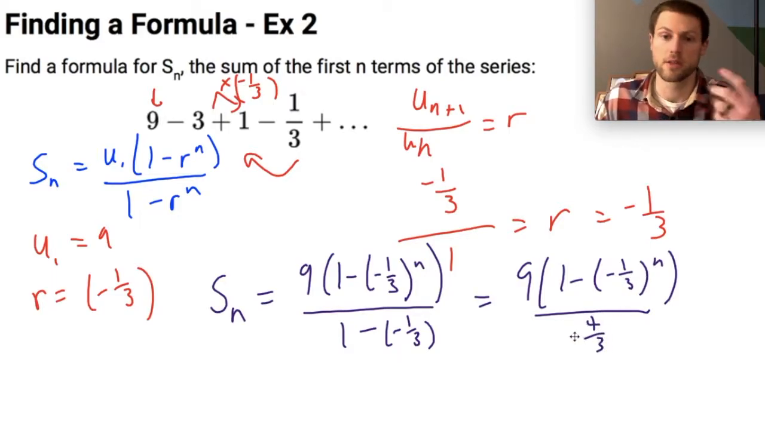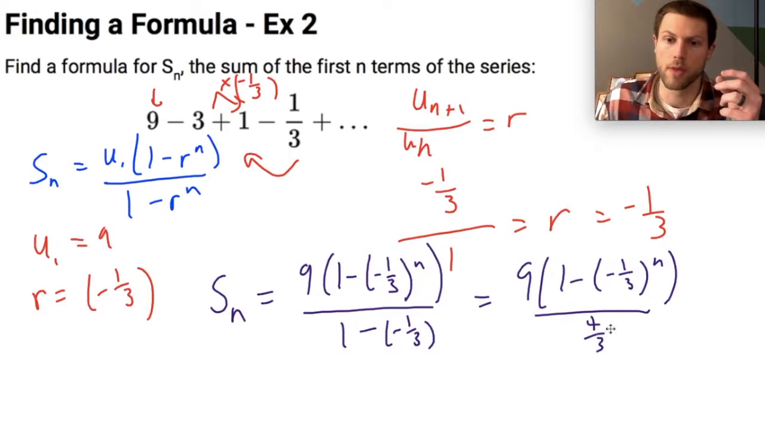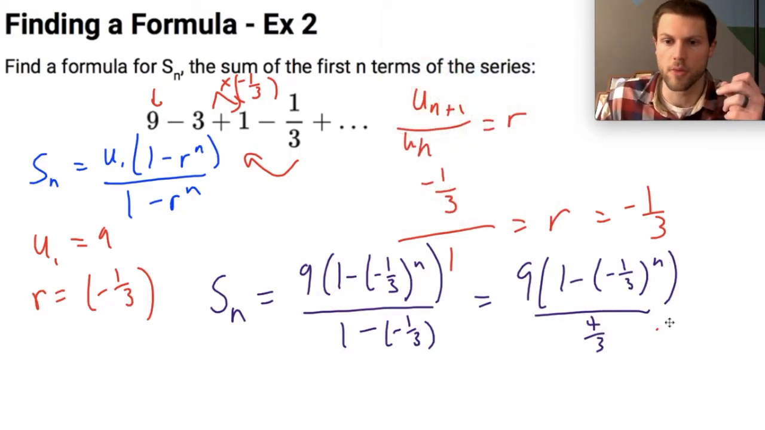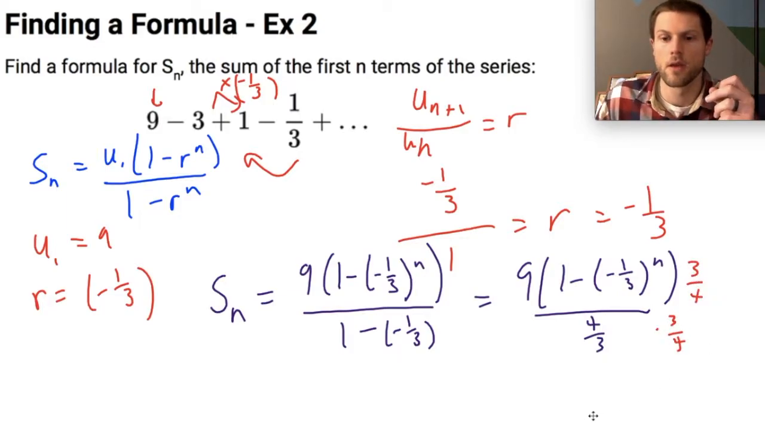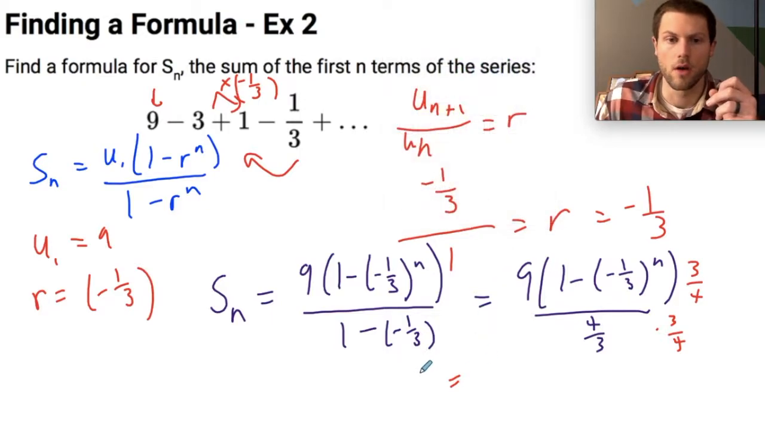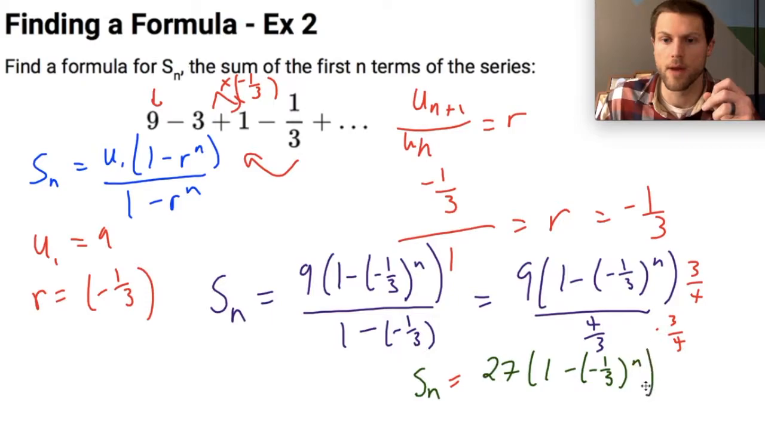Then I can take this a little bit further. I can multiply by the reciprocal to get this thing into the numerator. I can think of multiplying this by 3/4 over 3/4. And so this is all going to become my final equation: S sub n is going to equal 27 times 1 minus negative 1/3 to the n power, and that's all over 4. So there we have it.